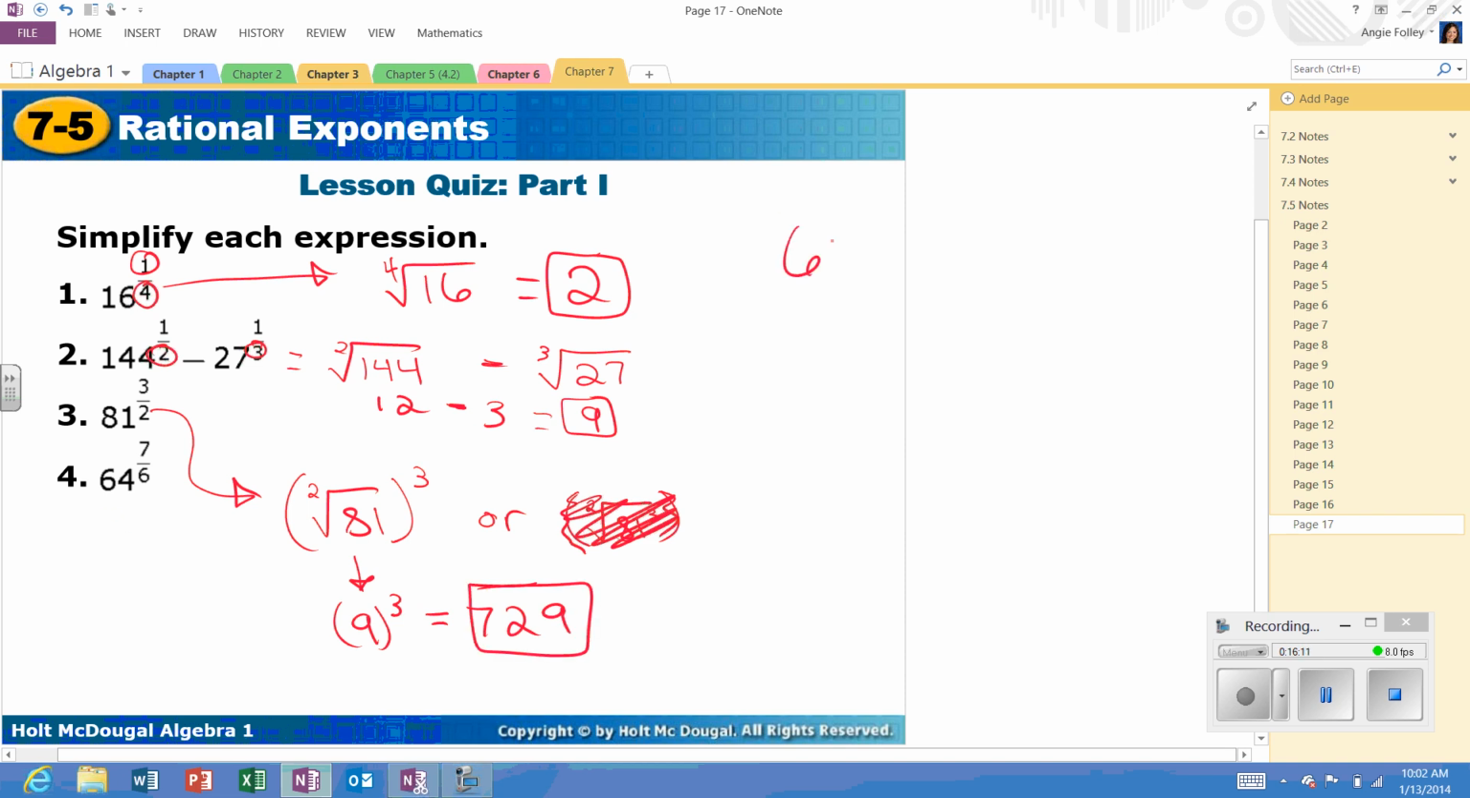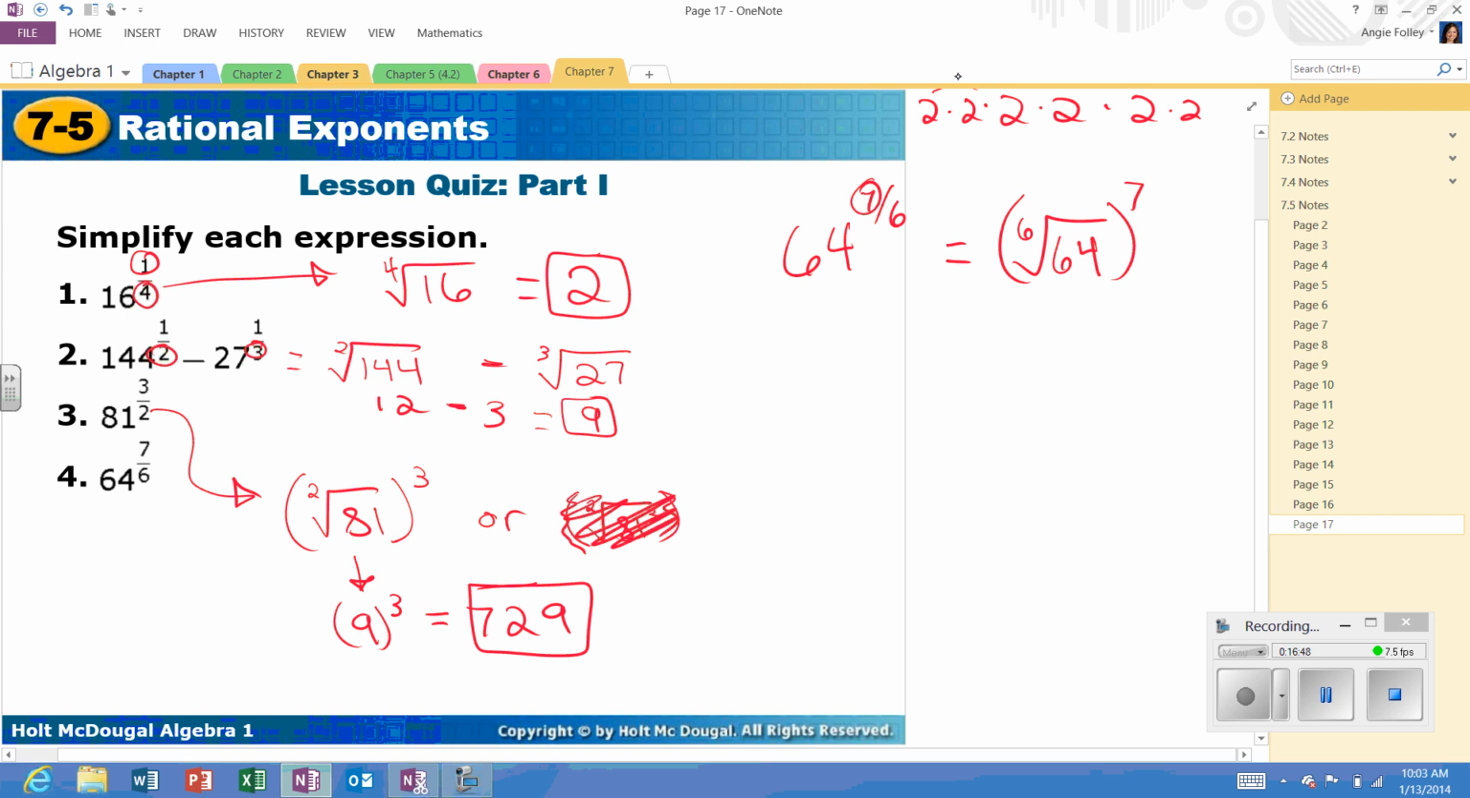All right, I'm going to rewrite number 4 over here, so 64 to the 7/6. Okay, so we're going to rewrite this as the 6th root of 64, so that's my index because it's my denominator, all to the 7th power, because that's what's in my numerator. Okay, so what number times itself 6 times equals 64? Let's start small. Let's try 2. 2 times 2 is 4, times another 2 is 8, times another 2 is 16, and then, oh wait, I messed it up. How many 2's do I have? 1, 2, 3, 4, 5, 6.